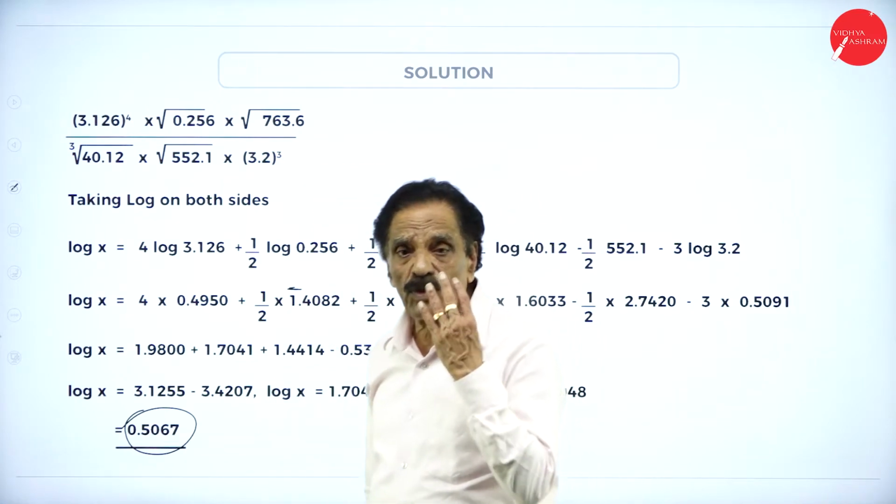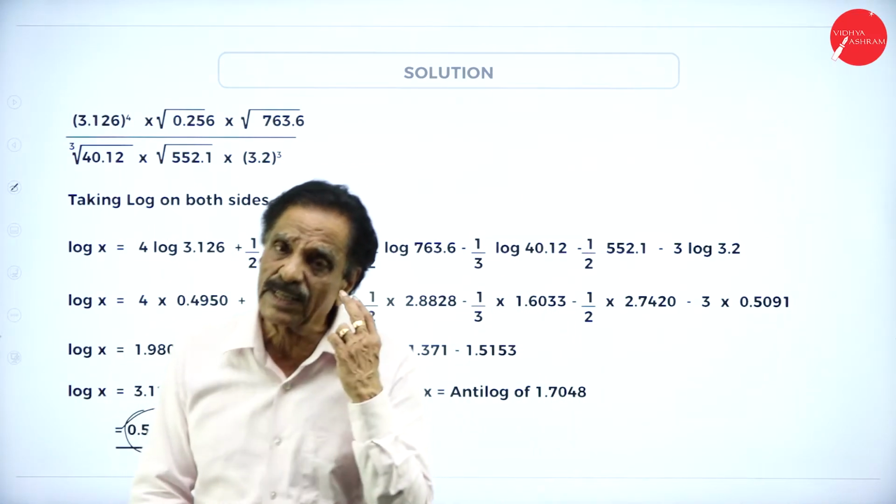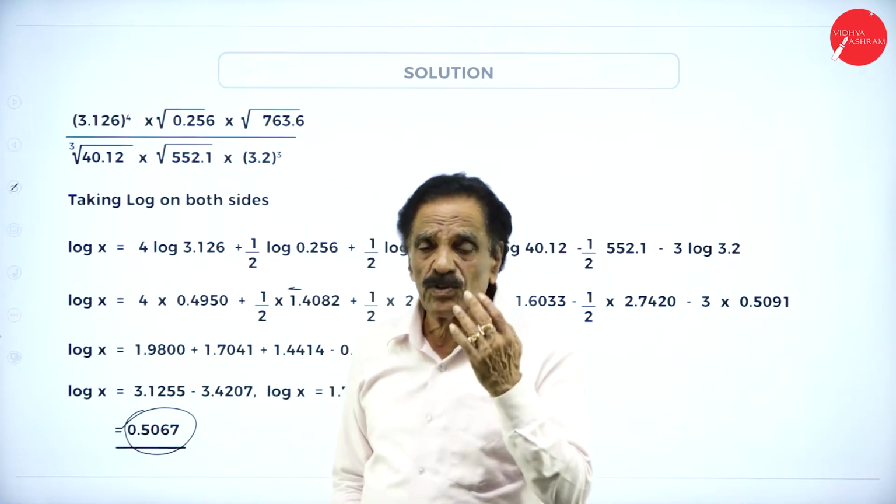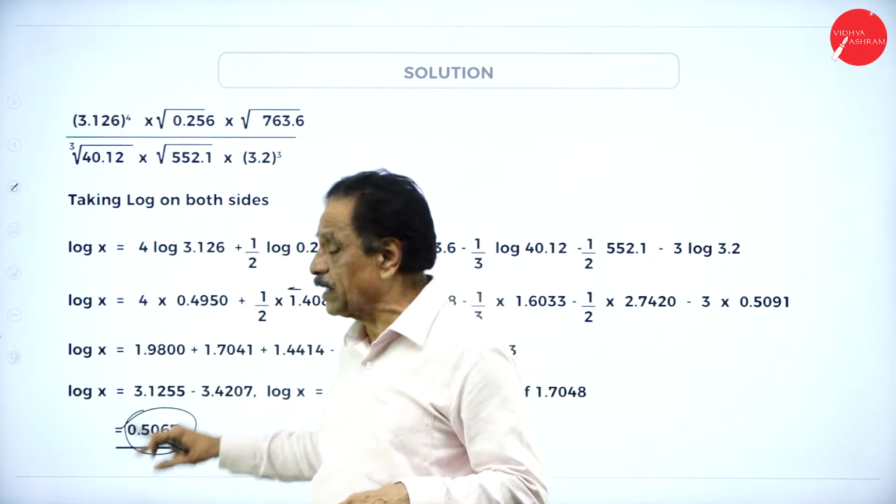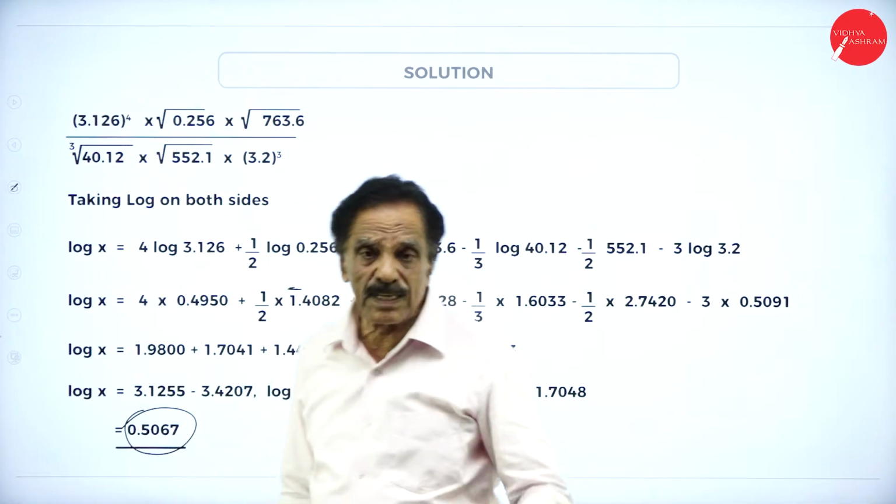So if you have got 4 digits, you have to see the 3 characteristics. If you have got 3 digits, you have to see the 1 characteristic. When the answer comes, you have to look after the anti-log is considered.